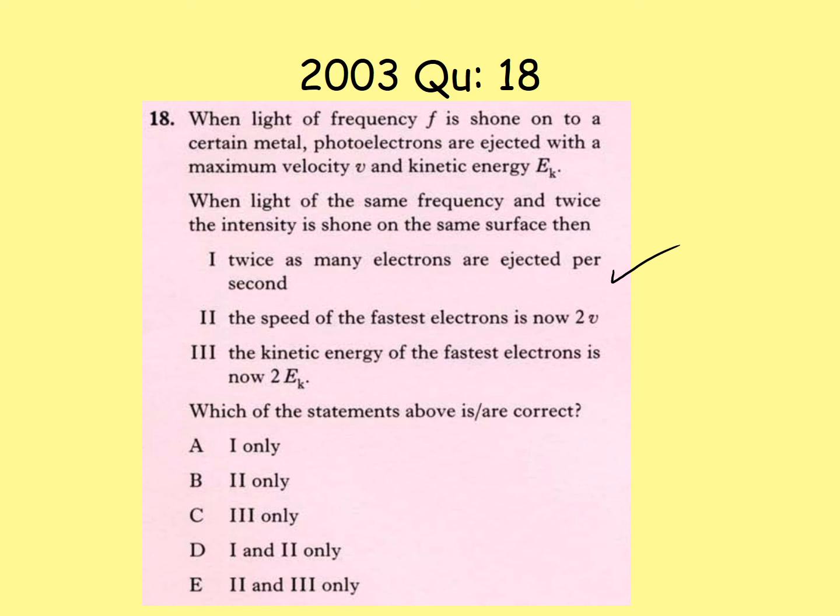Statement 2, the speed of the fastest electron is now 2v. Now this statement's incorrect. There should be no change whatsoever in the velocity of the electrons because there is no change in the kinetic energy of the electrons. We haven't changed the energy of each individual photon. We've only changed the number of photons incident per second per meter squared. So statement 2 and statement 3 are both incorrect. There's no change to the energy of the photon, therefore no change in the kinetic energy, therefore no change in the velocity. So we're looking at statement 1 only, which is A.